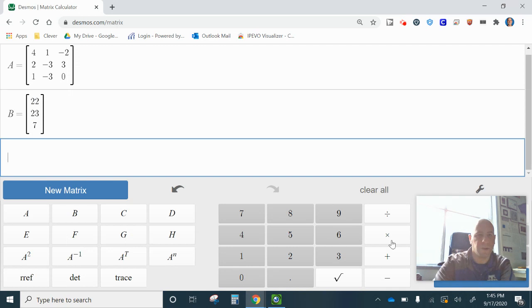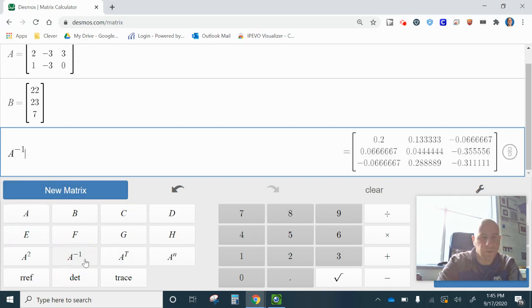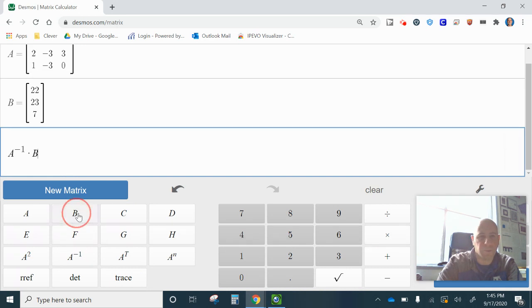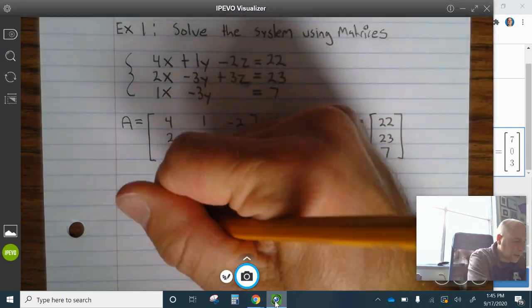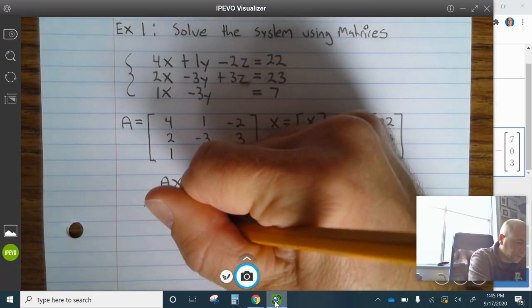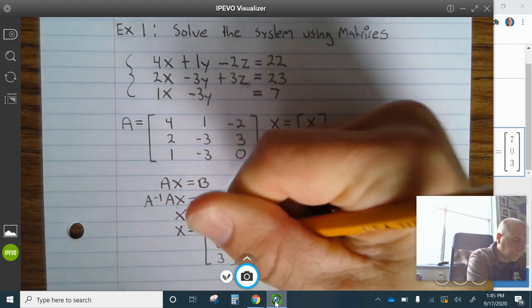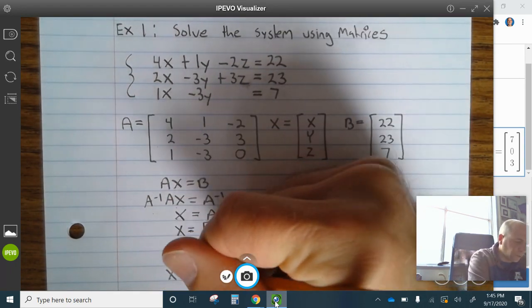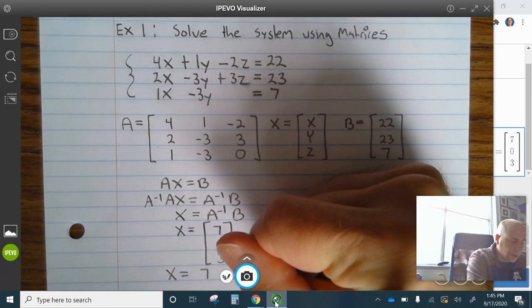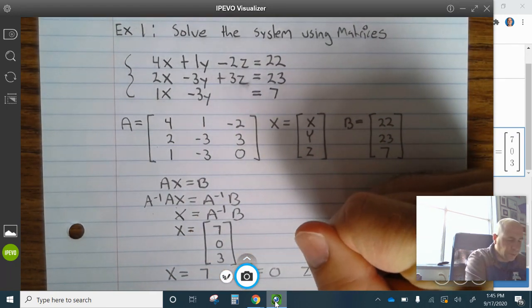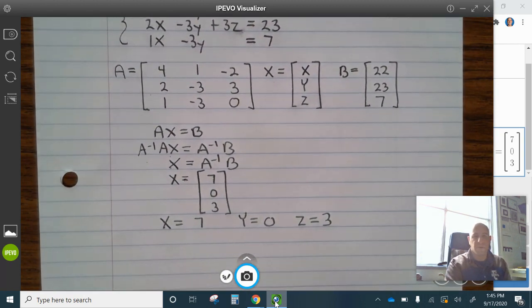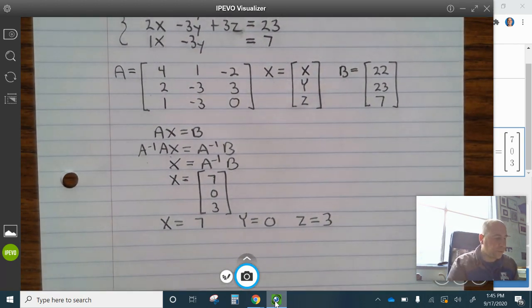Now I know that X is A inverse times B. So it is 7, 0, and 3. So X equals 7, 0, 3. So X equals 7, Y equals 0, and Z equals 3. All right. Go ahead and finish up example 1. Okay, now example 1 is completed.